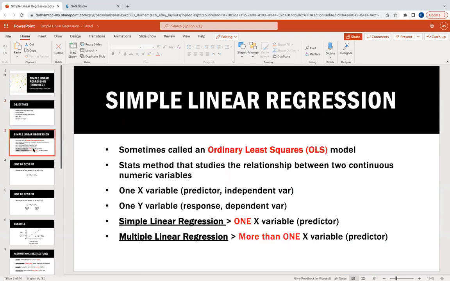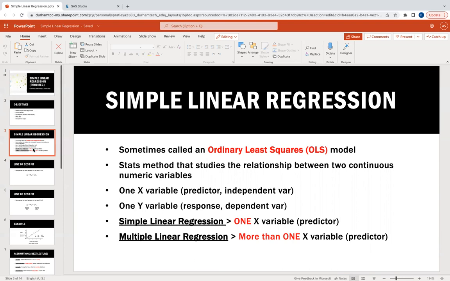So simple linear regression. This model is sometimes called the ordinary least squares model. Linear regression in general can be referred to as the ordinary least squares model, whether it's simple or multiple linear regression. And we're going to talk about how it gets that term. But pretty much the goal of linear regression is to minimize the sum of squared residuals, and residuals are considered errors. So with ordinary least squares, I want to have the least amount of error in my model. We're going to talk about that later.